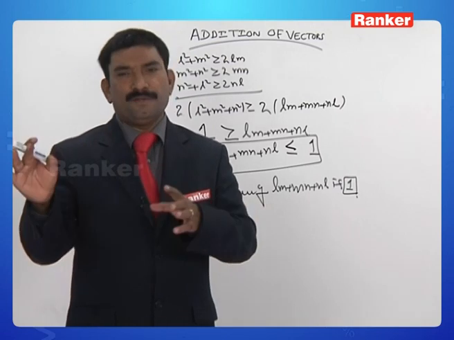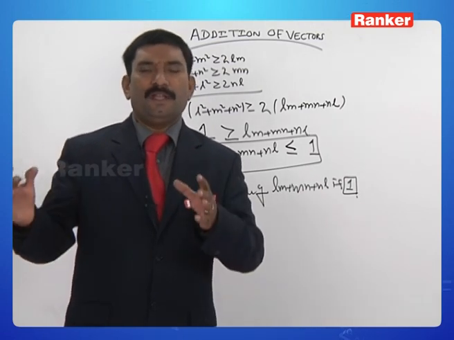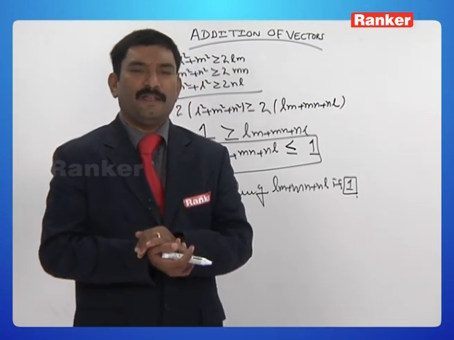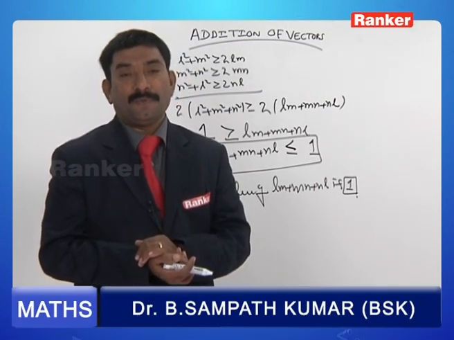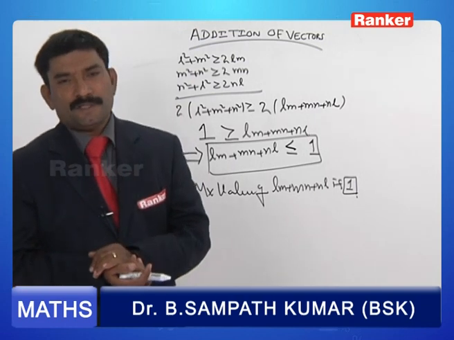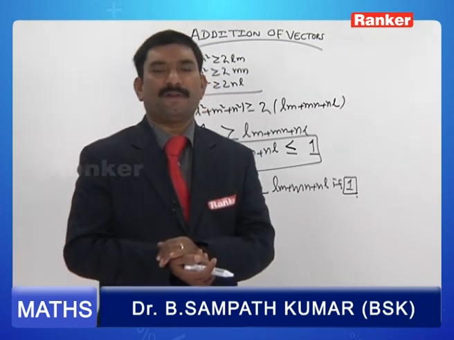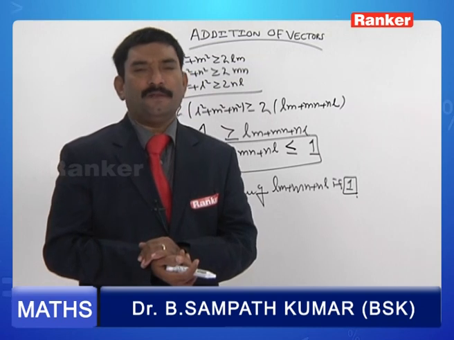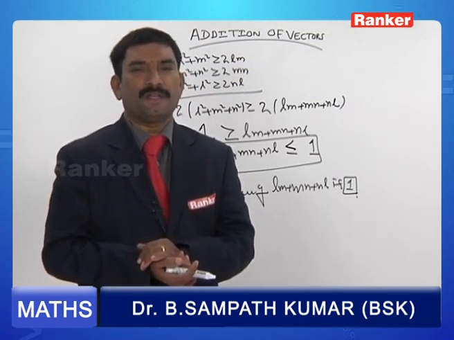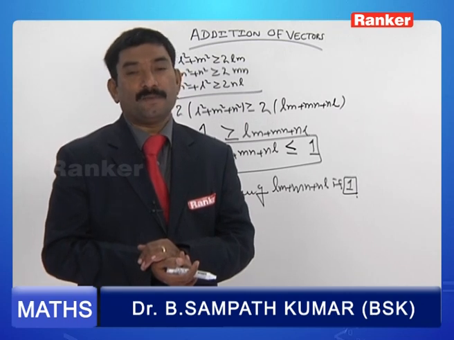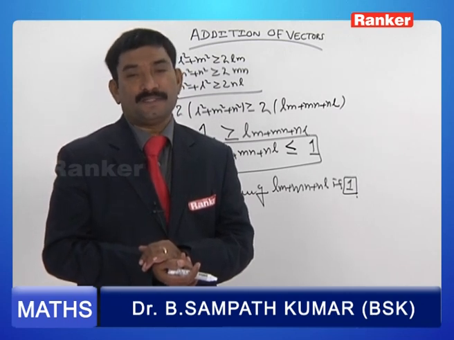4 terms, fourth root. Sum of n terms, nth root. You know already very well, AM and GM. 2 means, 3 means, n means. L square plus M square by 2 is greater than or equal to square root of L square M square. In the same fashion, M square plus N square by 2 is greater than or equal to square root of M square N square. N square plus L square by 2 is greater than or equal to square root of N square L square.